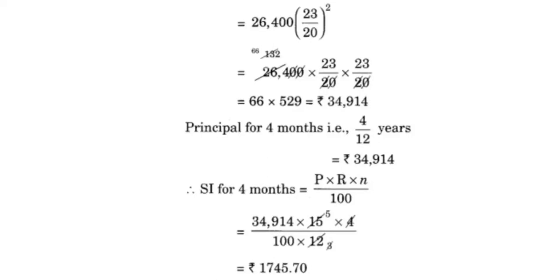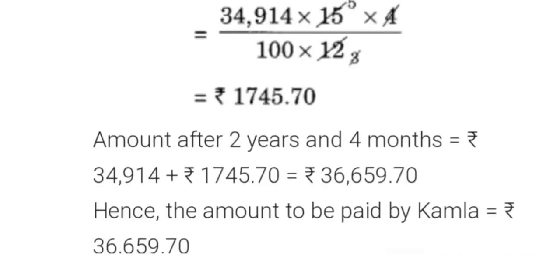Why 4 upon 12? Because in 1 year total how many months? 12. That's why we will divide it by 12. Okay, so now we will find here simple interest for 4 months. So put the formula PRN upon 100, put all the values. So the values are 34,914 into 15 into 4 upon 100 into 12. So let's simplify. So answer is 1745.70.